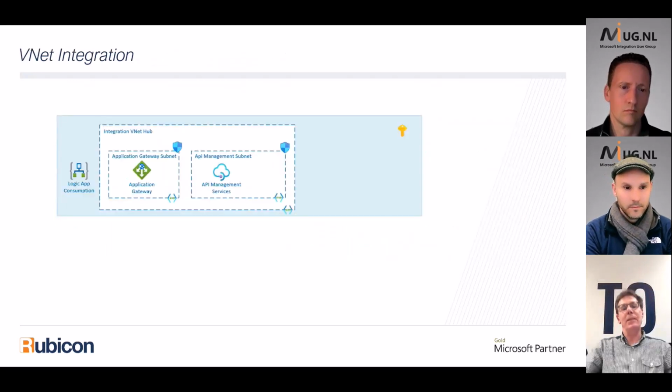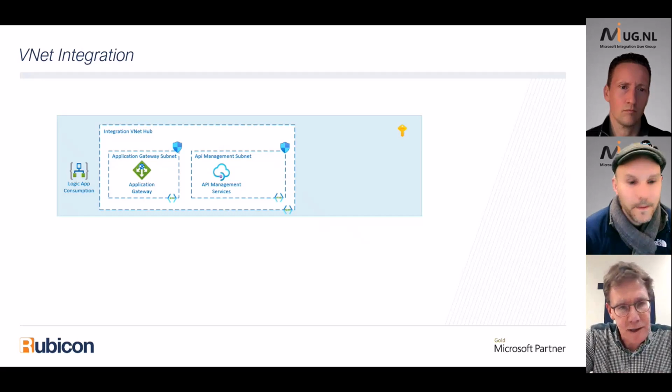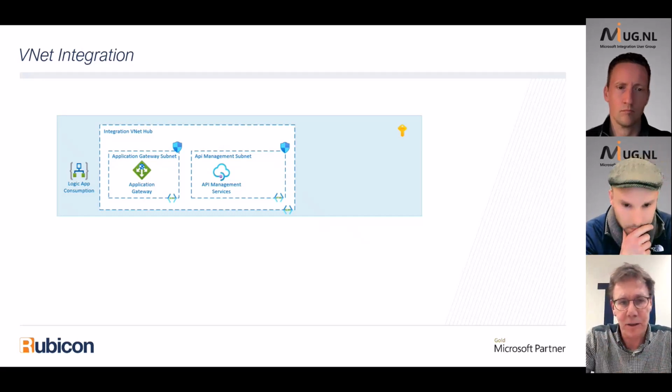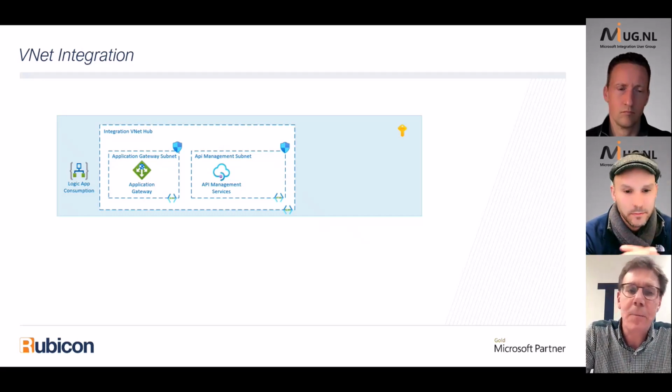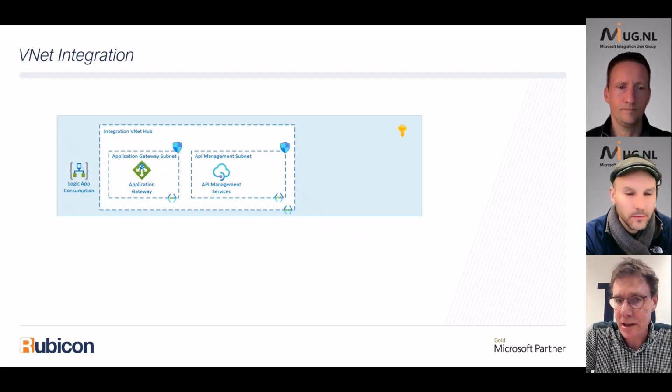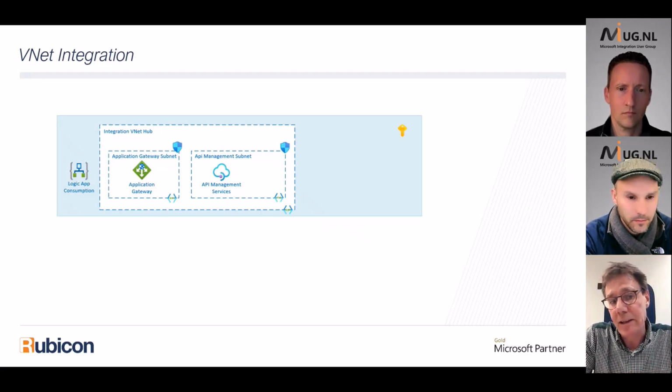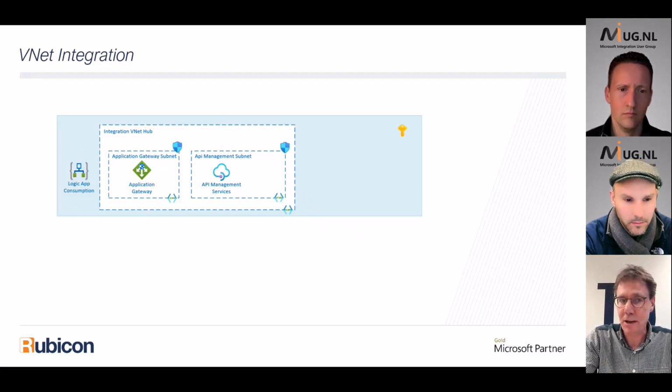Looking at the diagram, you will recognize this. This is the top part of the final diagram, so to say. And what you see here is that we have a subscription. This is the integration subscription. Within the integration subscription, we have Azure resources, in this case, regular logic app consumption plan workflows.